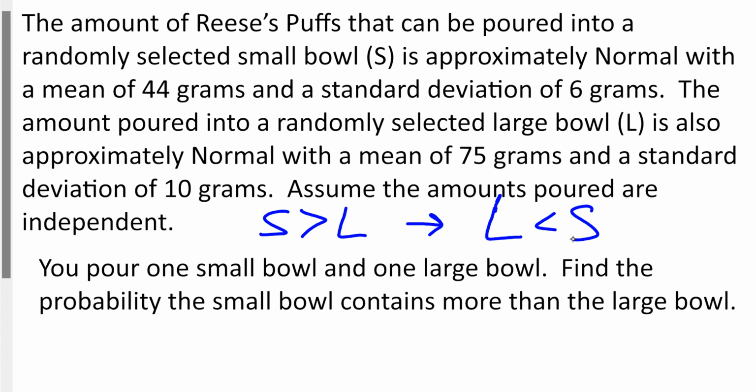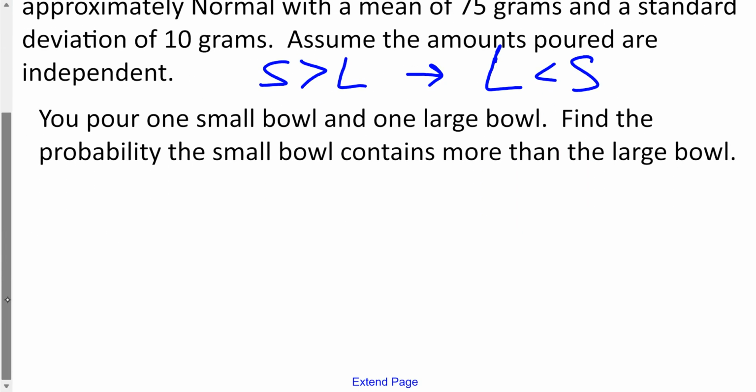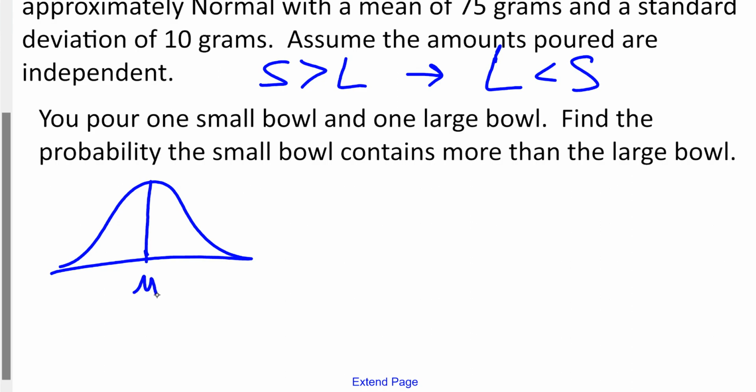Okay? So, to build this out, we need a number, because in our normal curves, we need a number to go off of to find the z-score. All right? And right now we don't. We just have, I'm going to use that second one, L is less than S. So to get a number, I'm going to subtract a small bowl from both. So I have L minus S is less than 0. Then I have a number that I'm dealing with.